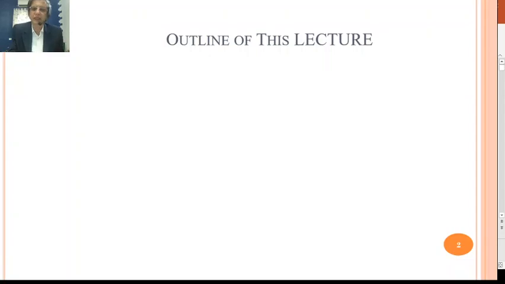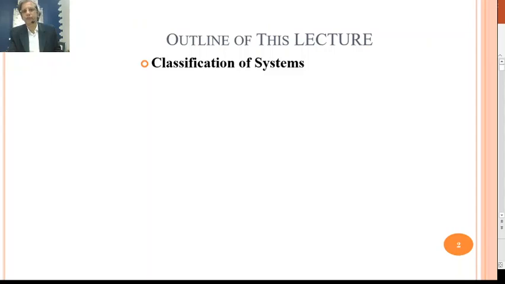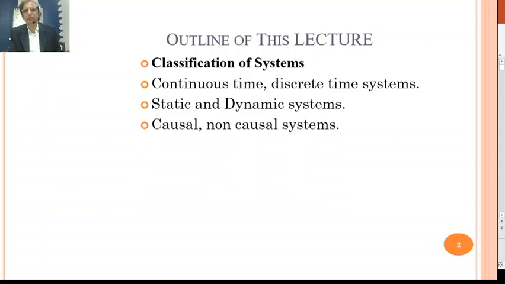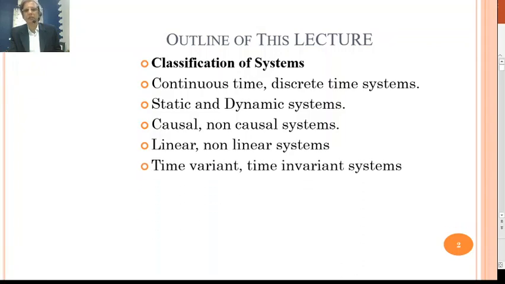Now in this lecture we are going to study the classification of the system, and in that the different types of the systems are continuous time and discrete time systems, static systems and dynamic systems, causal and non-causal systems, linear and non-linear systems, time variant and time invariant systems, and stable and unstable systems.